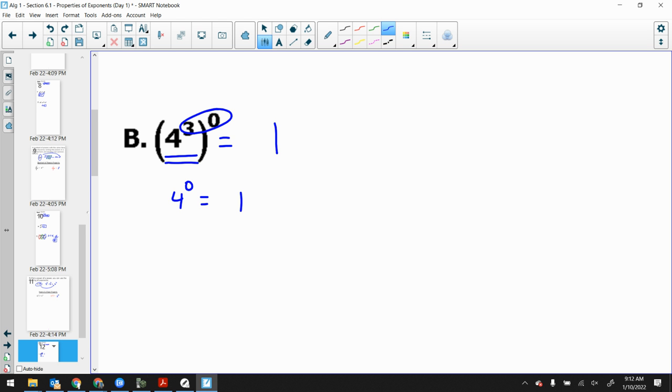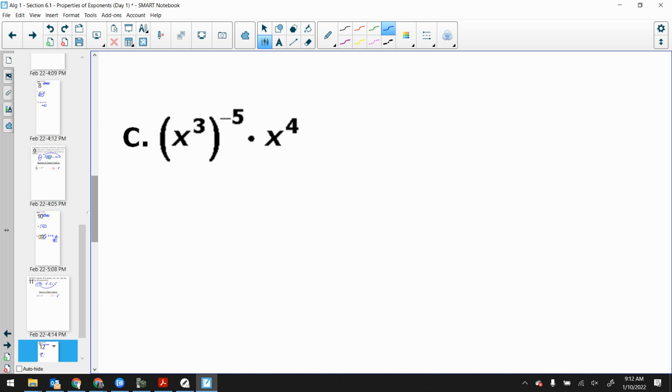Let's take a look at example C. Let's go with our order of operations here. Let's do our exponent first before we do our multiplication. What is x to the 3rd to the negative 5th, Brendan? X to the negative 15th. And then we have times x to the 4th. So negative 11. I like where you're going, but let's add them first before I do that. X to the negative 11. And now we shift it.